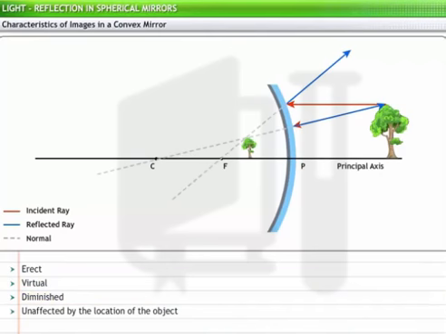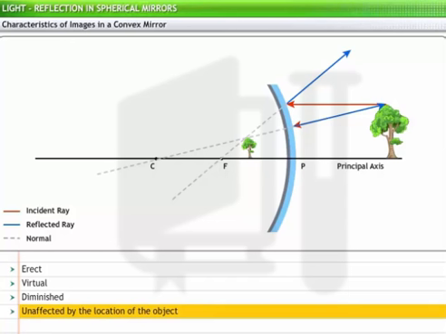The location of the object does not affect the characteristics of the image. Thus, as the object approaches the mirror, the image approaches the mirror too, but not proportionately. This is why the rear view mirrors of cars and bikes are made of convex mirrors.